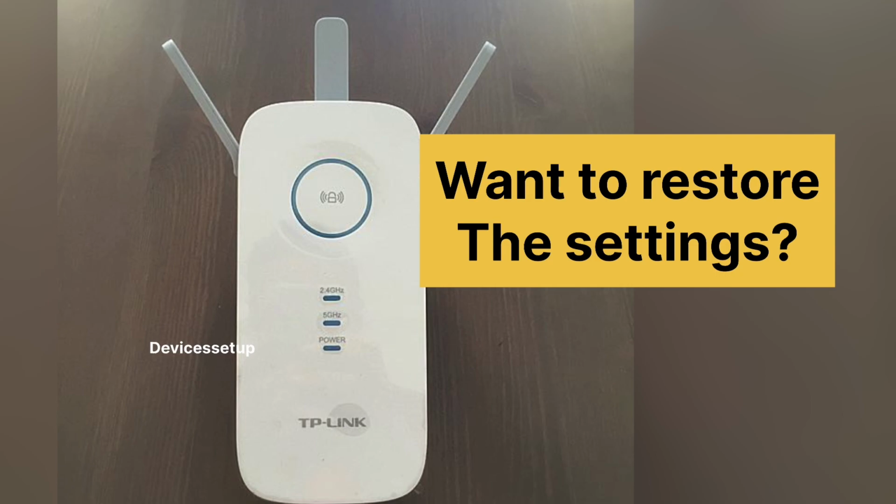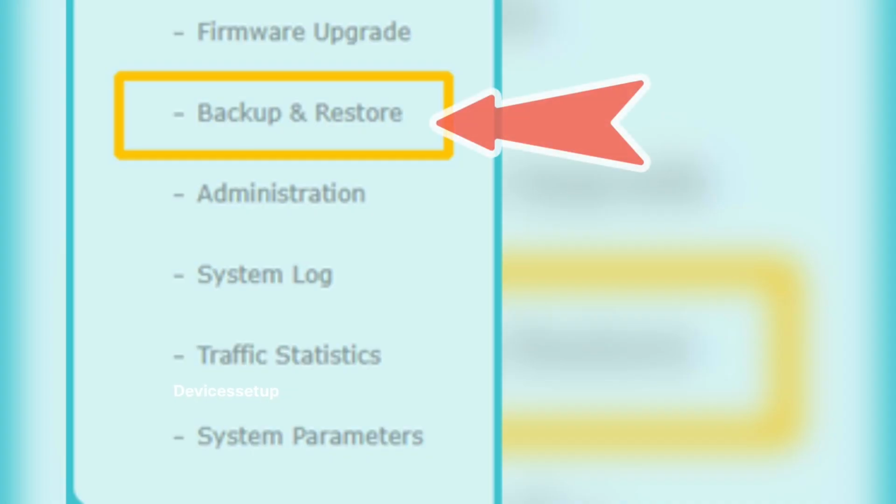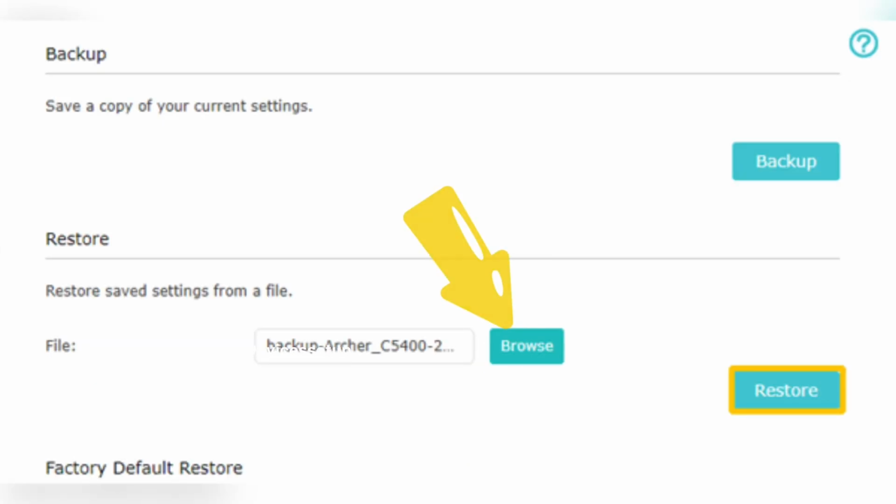Now, if in future you want to restore these settings to your extender, then simply follow the same steps to log into the extender, go to the Backup and Restore page, and then click on the Browse option. Next, select that .bin file that you have downloaded and then click on Restore. This will save the backup file configuration onto your extender again.